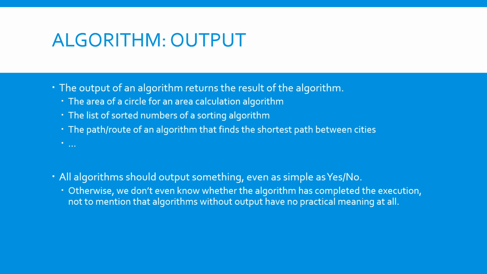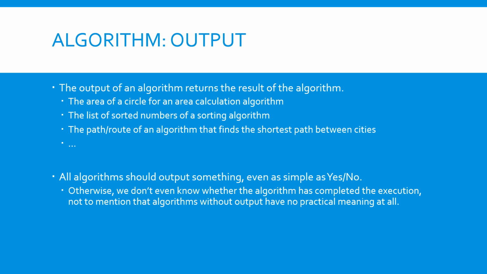Now, let's look at the second component of algorithms, the output. As the name suggests, an output is the result returned by an algorithm. For example, for a sorting algorithm, we'd expect that it returns a list of sorted numbers. For an algorithm that finds the shortest path, we'd expect that it returns a path, and so on.